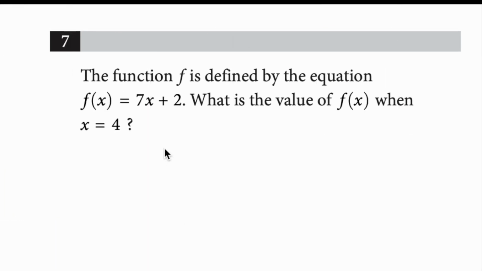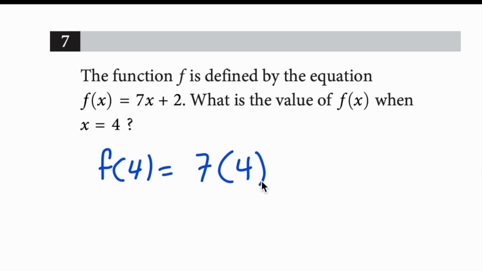The equation f of x equals 7x plus 2. What is the value of f of x when x equals 4? So it will be f of 4 equals 7 times 4 plus 2. 7 times 4 equals 28. 28 plus 2 equals 30. So the answer is 30.